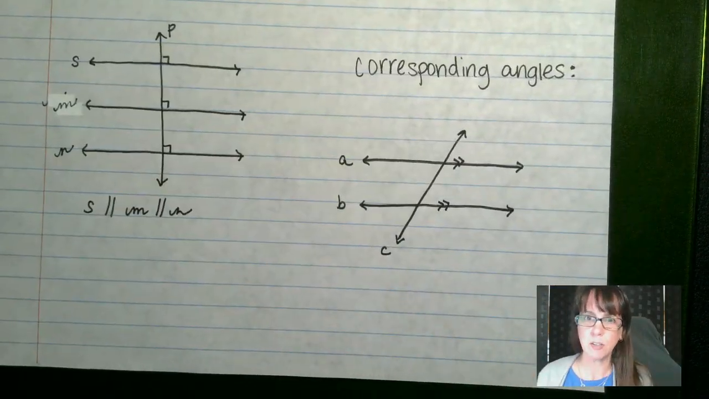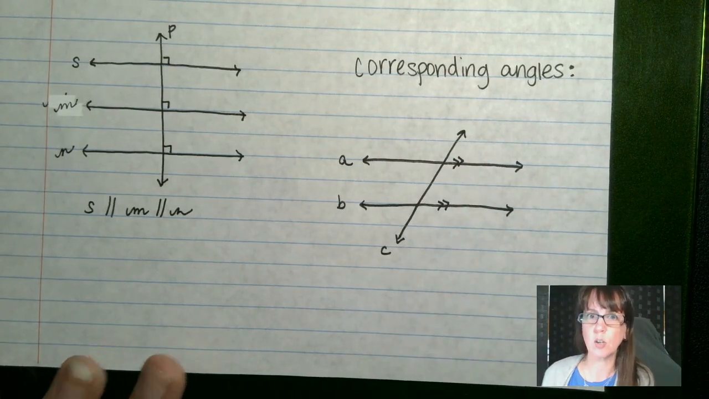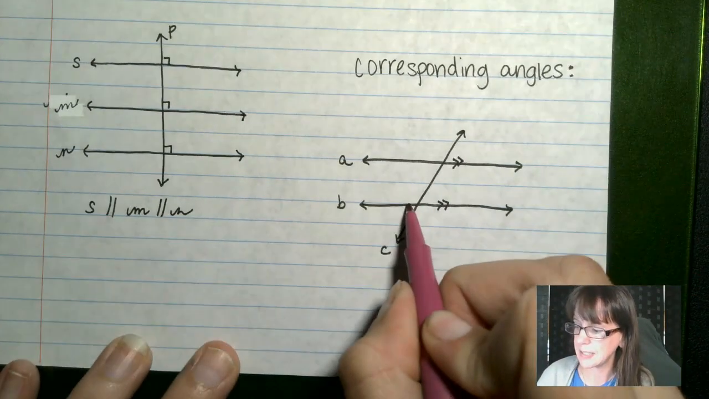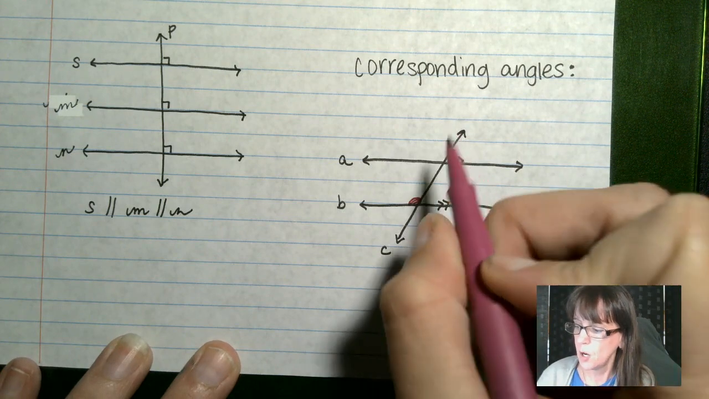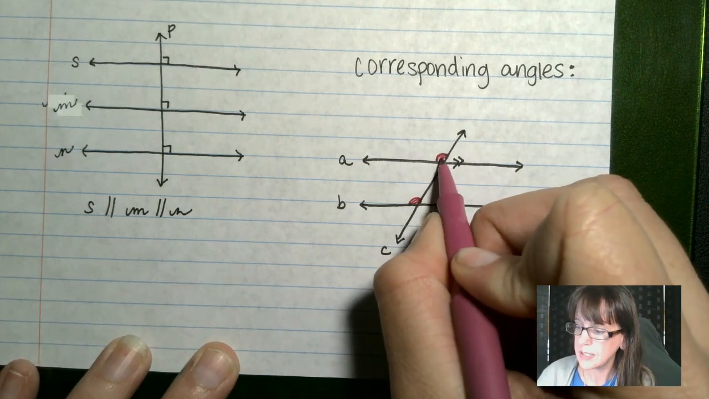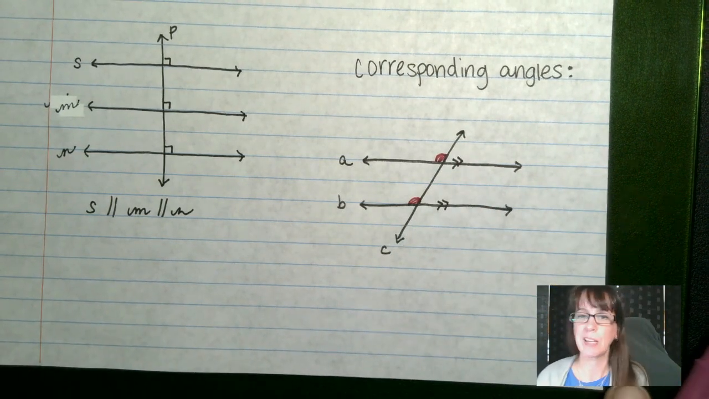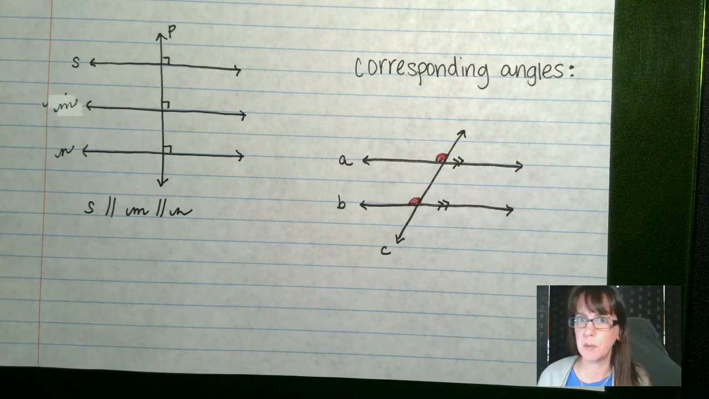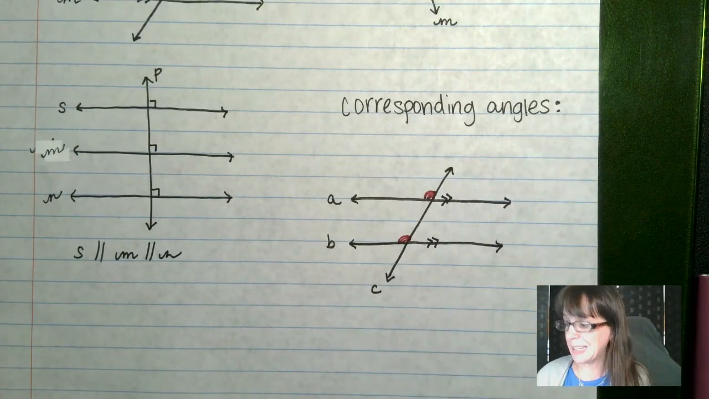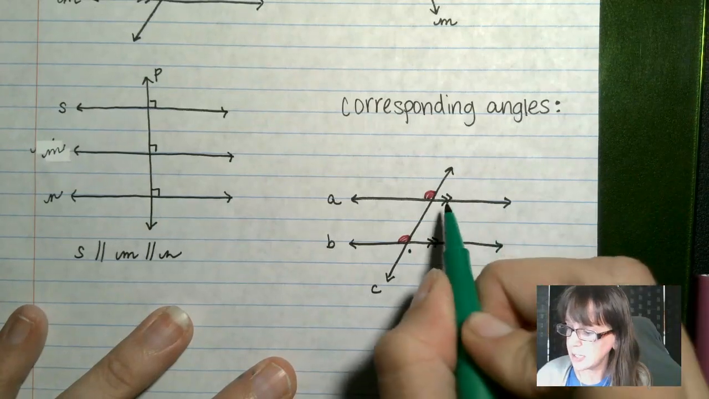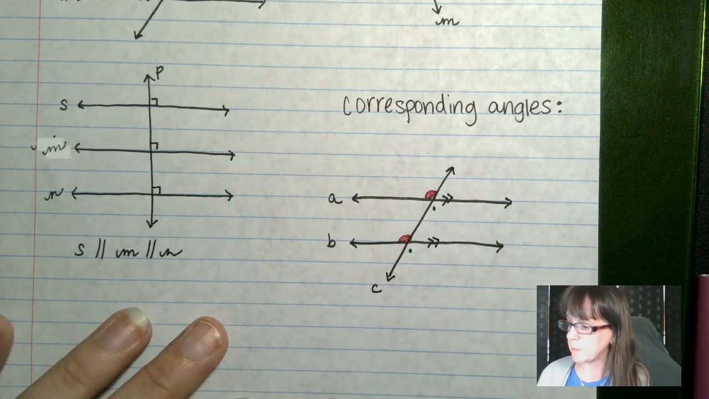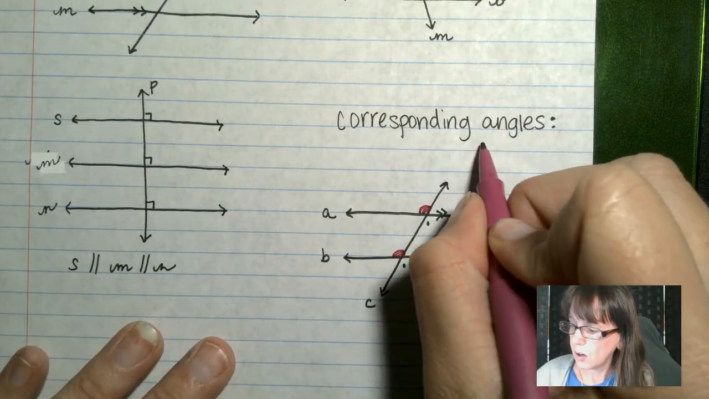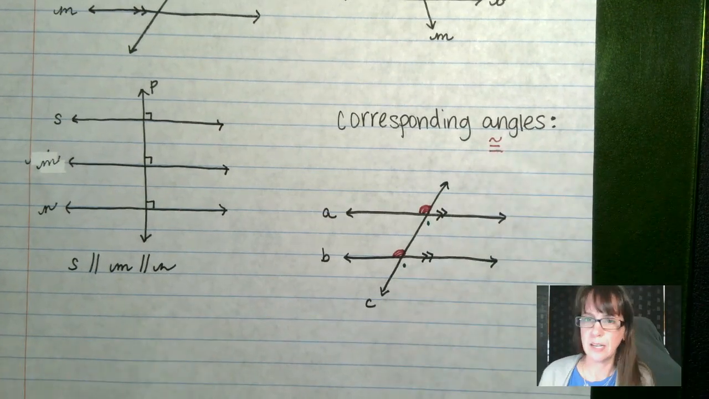Now, corresponding angles. So we have two parallel lines here. Corresponding angles are things like this. This angle right here would correspond with this angle right here. If I were to pick it up and put it back down, that's a corresponding angle. And it lands on the same spot. So this one here would correspond with this guy here. Corresponding angles are always congruent. That is a good thing to remember.